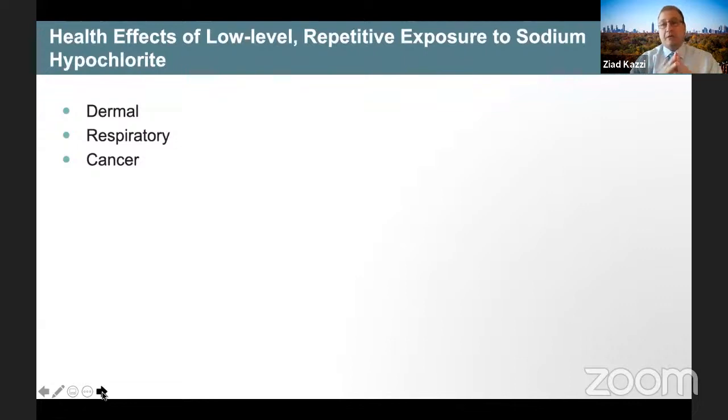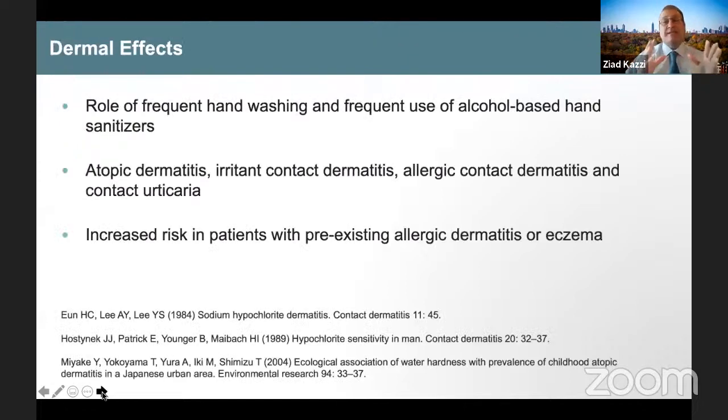But when we move away from these high dose exposures, we still have a concern to address today together, which is the low level repeated exposure to sodium hypochlorite. And I want to discuss dermal, respiratory, and cancer. Next. The first one is easy.